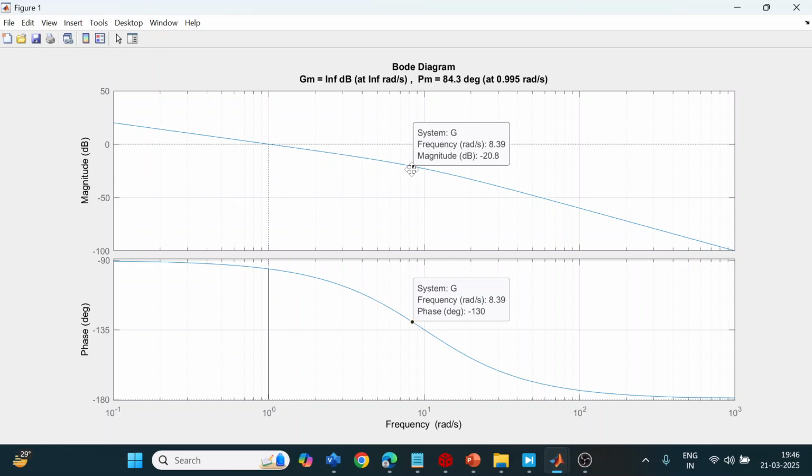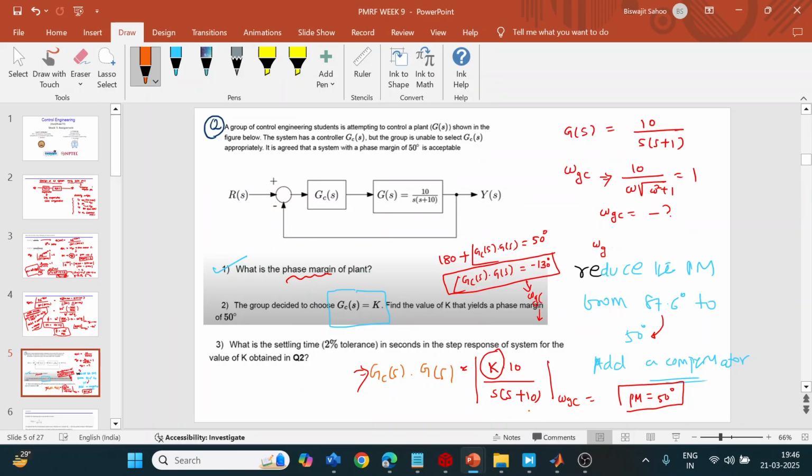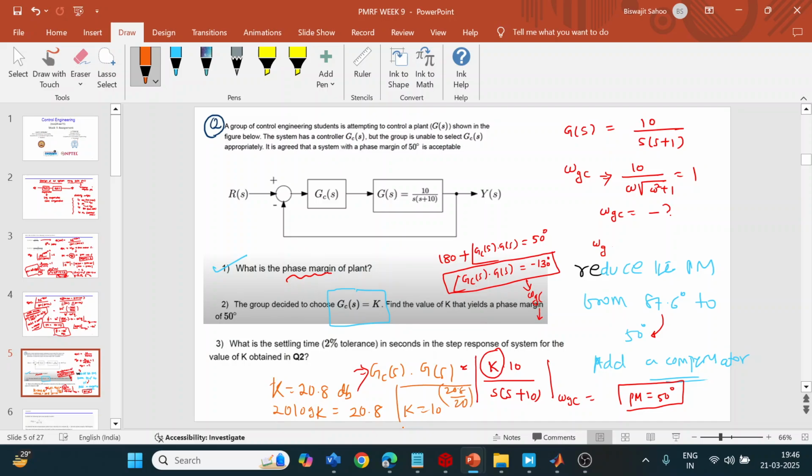So what is the value you have to add? The k value you can directly add as 20.8. If you add k equal to 20.8, this is in decibel. It means 20 log k equals 20.8. Then what is the value of k? You can find out log k, and k is 10 to the power 20.8 divided by 20. Like that way you can find out the value of k.